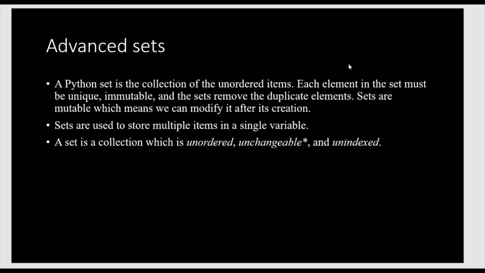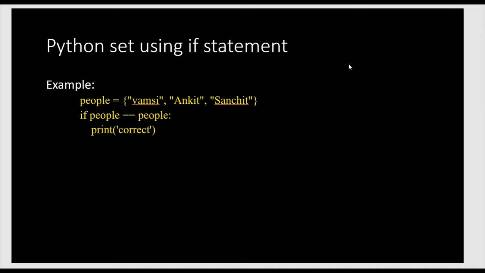And advanced sets. A Python set is a collection of unordered items. Each element in a set must be unique and immutable, and a set removes duplicate elements. Sets are mutable, which means we can modify them after creation. Sets are used to store multiple items in a single variable. A set is a collection which is unordered, unchangeable, and unindexed. So this is a brief introduction about sets, and let's go into the examples.